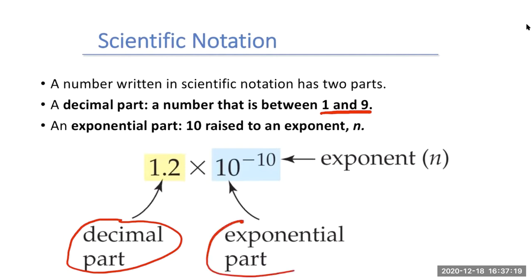Then our second part is the exponential part. Our exponential part is telling us what that power is raised to. Or you can think, how far did we move the decimal point to get to that number that we have here? So our exponent is always n, and that's whatever this number is here. It can be negative or it can be positive.